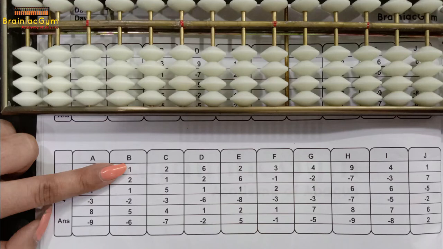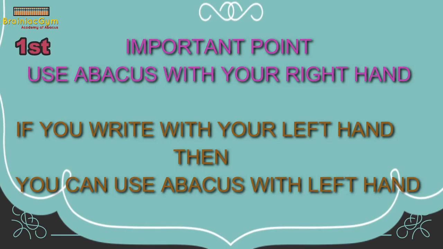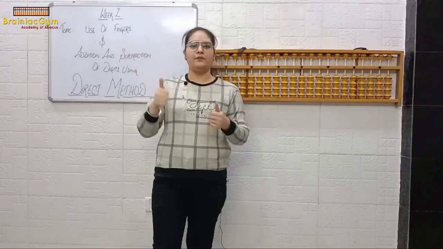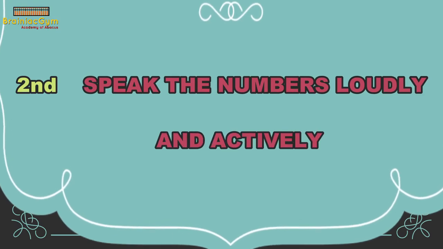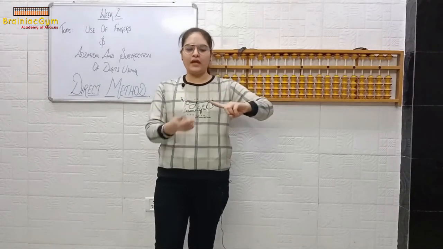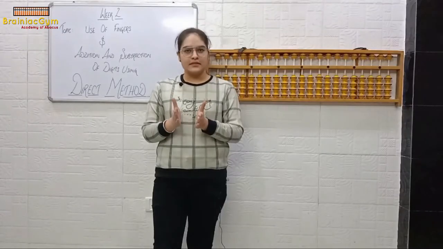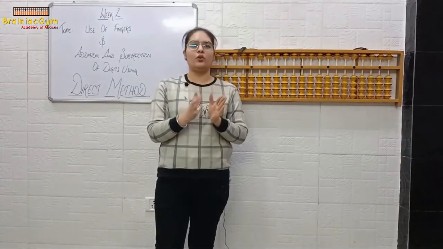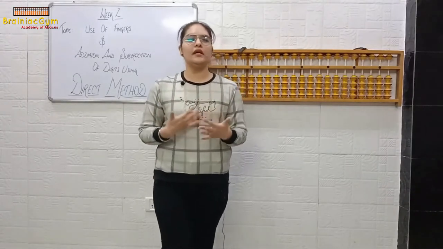Let's just revise the 3 points. You will speak after me, okay? The first point, you have to use your abacus with your right hand. Perfect. Second point, you have to speak loudly. Perfect. Third point, you have to keep your left hand's index finger on the thumb. Perfect. These important things, you have to keep in your mind in each and every class. I hope it's clear. Now let's move to the next part.